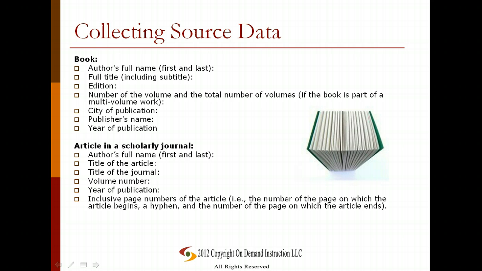On a book, you'd need your author's name, the title, edition, and so forth. On a journal, which would be similar to a magazine, you would need, again, author's full name, title of the article, title of the journal, volume number, and so forth. You need to collect all of that information on each of your sources. It's very important because you'll use it later on.